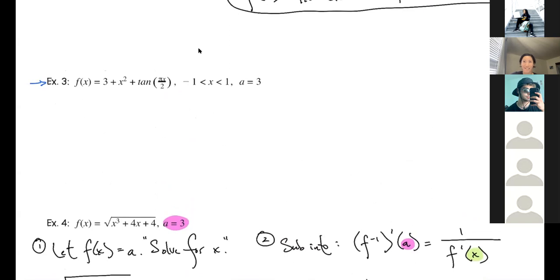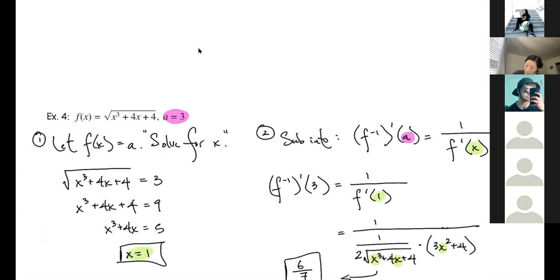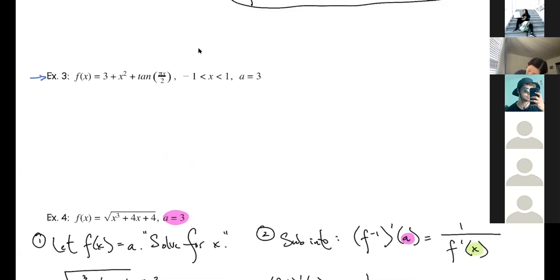So let's take a look at 3. Okay, so 3 seems to be the one that we'd like to work on together. And so if we sort of copy our steps over here, we're going to, number 1, let f of x equal a, and then we're going to quote unquote solve for x. And then step 2, we're going to sub into this formula.